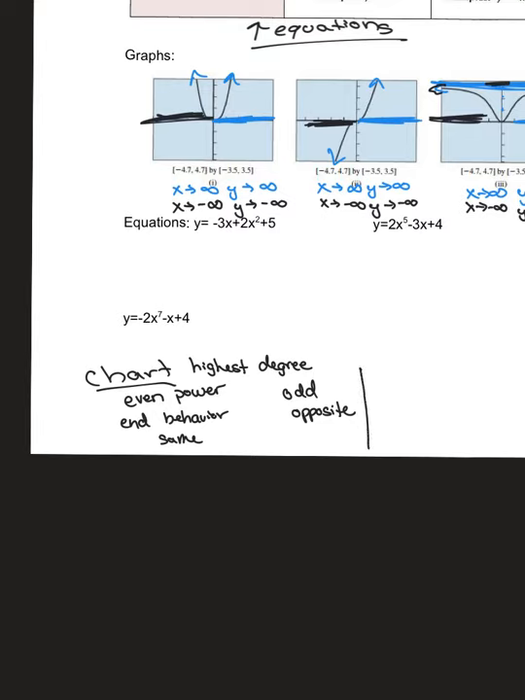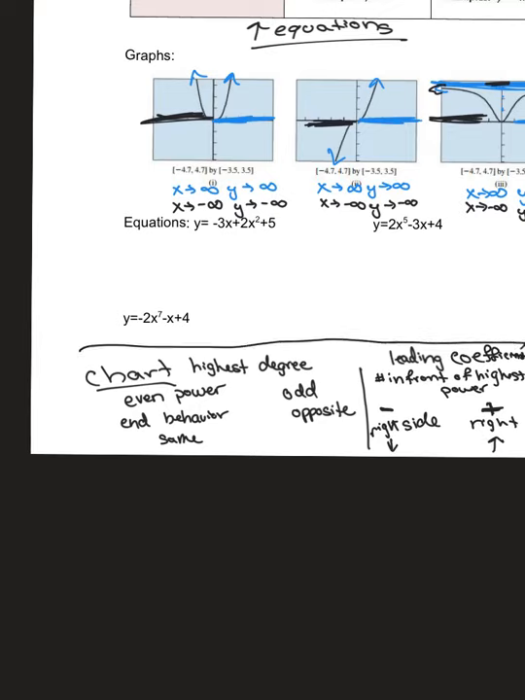Okay, so that's the first part of the chart, the even or odd, which tells you whether they're the same or different. The leading coefficient, now again, the leading coefficient is not necessarily the first number. Okay, it could be the third. The leading coefficient is the number in front of the highest power. So if this leading coefficient is negative, then the right-hand side is also negative, is going down. If this leading coefficient is positive, then the right side is going up, and that sums up your chart. You can look at the chart for better detail, but that is the quick little summary.